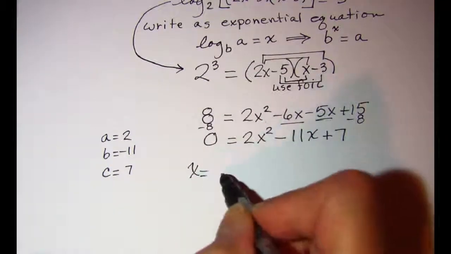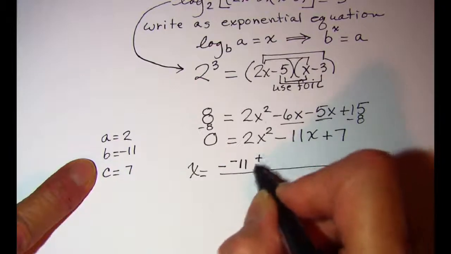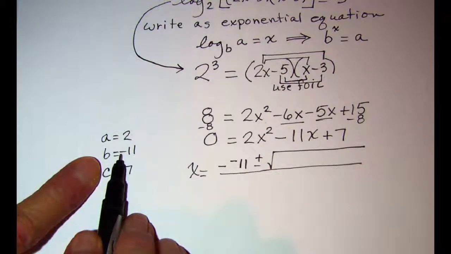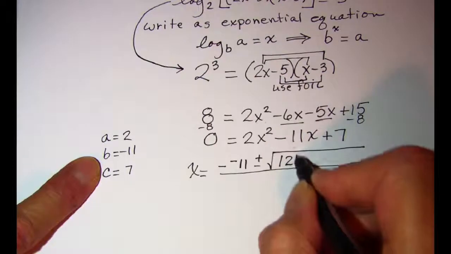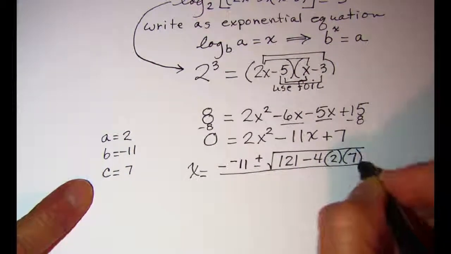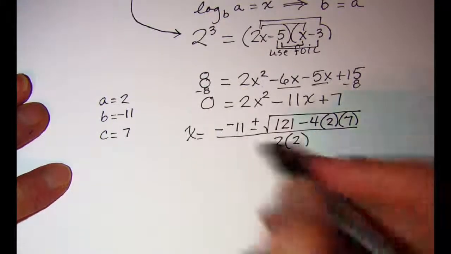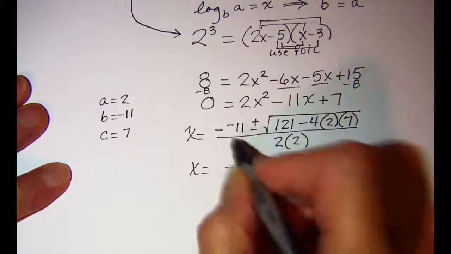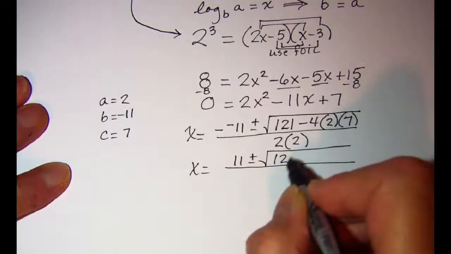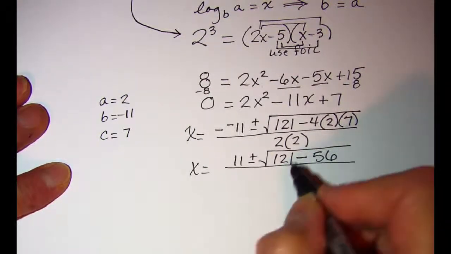So x equals negative b plus or minus square root of b squared. Now, negative 11 squared is 121 minus 4ac all over 2a. So this is positive 11 plus or minus the square root of 121 minus 56 all over 4.